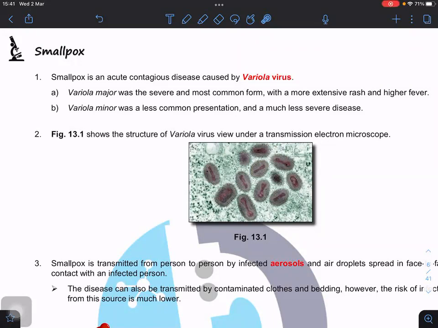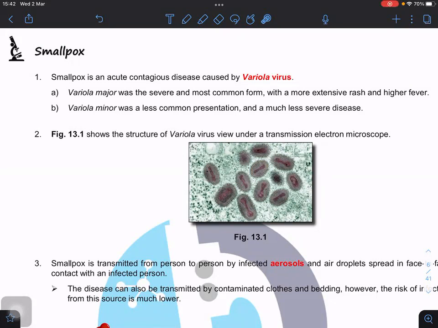Next, mode of transmission. It is airborne. That means when the infected person sneezes or coughs, the virus is airborne and inhaled by the uninfected person, therefore the disease spreads. So when you know it's airborne, where is the site of infection? Airborne, inhaled, so definitely the first site of infection will be the respiratory tract, the trachea, the lung. From there it spreads to the whole body. So the first site of infection is the respiratory tract, because it is airborne.